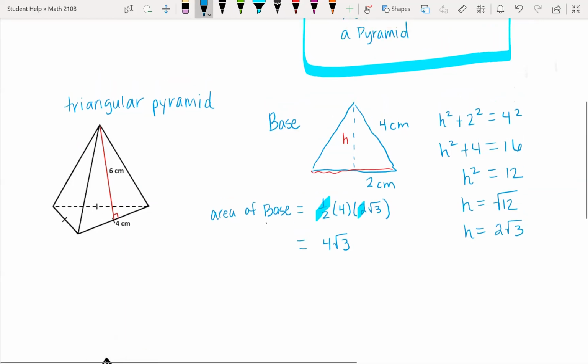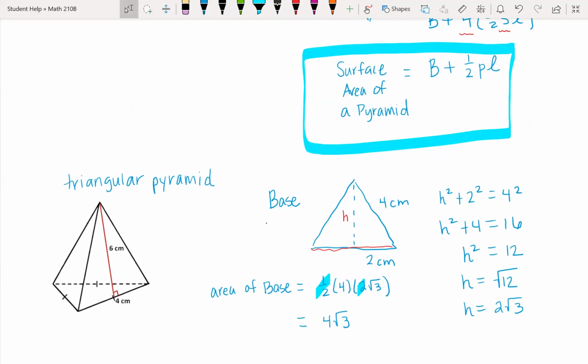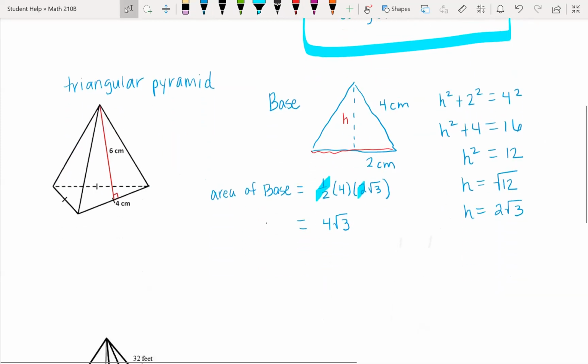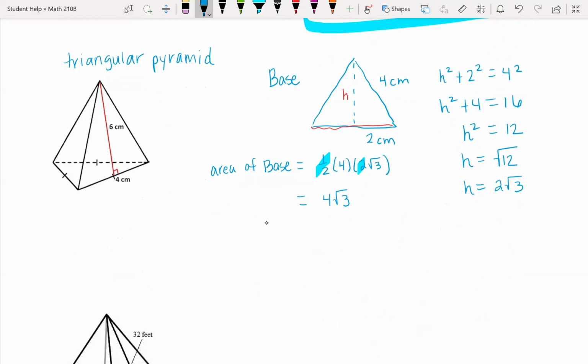Then what we're going to do, going back up to our formula, to find all of the triangular sides together, we're going to take 1/2, the slant height, times the perimeter of the base. So all of the sides together is 1/2 the perimeter times the slant height, or 1/2. The perimeter is 4 plus 4 plus 4, which is 12, and the slant height is 6. And so this is going to end up being 36.